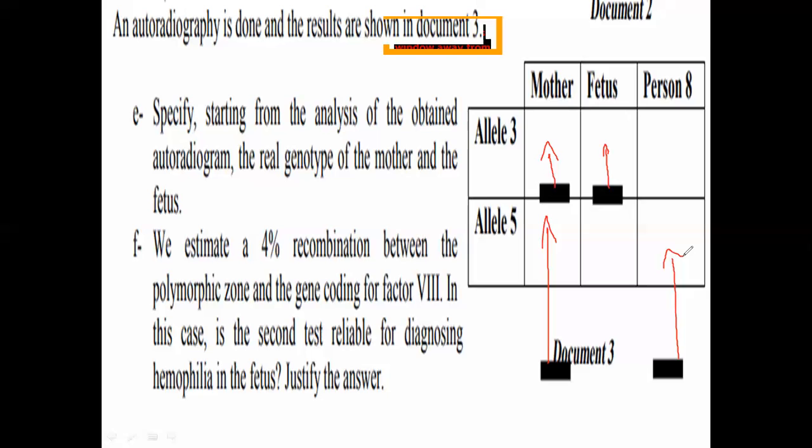So specify, starting from the analysis of the obtained radiogram, the real genotype of the mother and that of the fetus. The genotype of the mother is going to be what? Let's see. The genotype of the mother is under allele 3 or allele 5, and allele 5 is the one coding for the disease. So what is the real genotype of the mother?